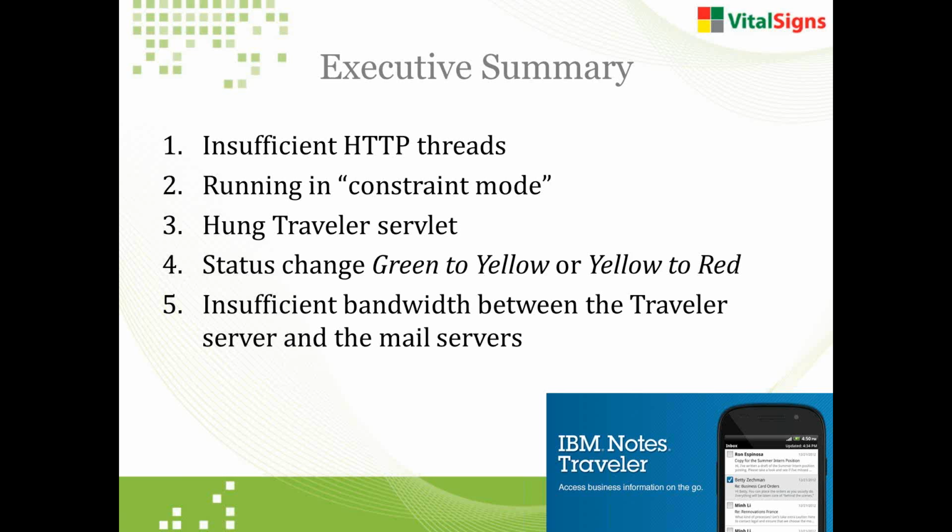The top 5 things that can go wrong would be having insufficient HTTP threads, running in constraint mode, having a hung Traveler servlet, having your status change from green to yellow or yellow to red and not noticing, and finally having insufficient bandwidth between the Traveler server and the mail servers.